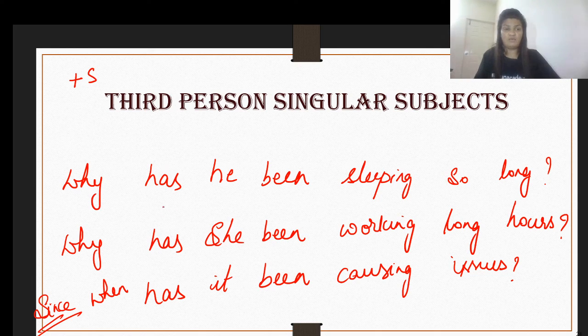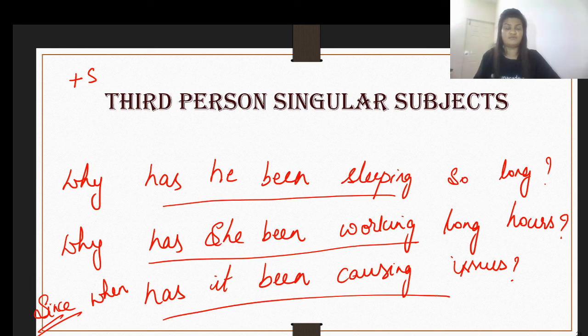Well, this is how we frame questions or WH questions in present perfect continuous with third person singular subjects. According to your usage, according to your reference, you can change the WH words and the structure of the statement depending upon what you are trying to say or what you're trying to ask.